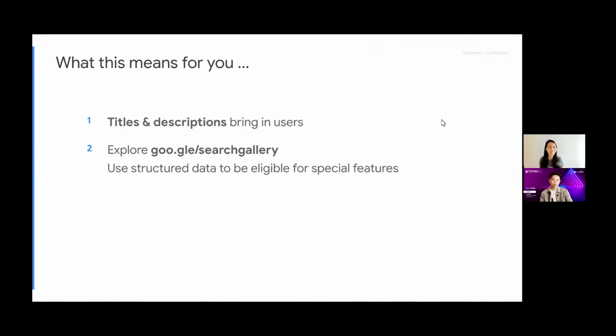Before we move on to the next section, here are some pointers. First, titles and descriptions are important. The 3 lines there on the search result page are very important because they bring in users, and you can let us know your preference through implementing meta tag title and description. Second, explore goo.gle/search gallery. Use structured data to be eligible for rich results.